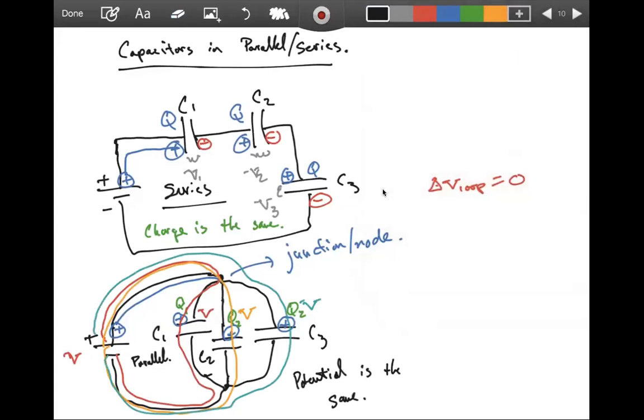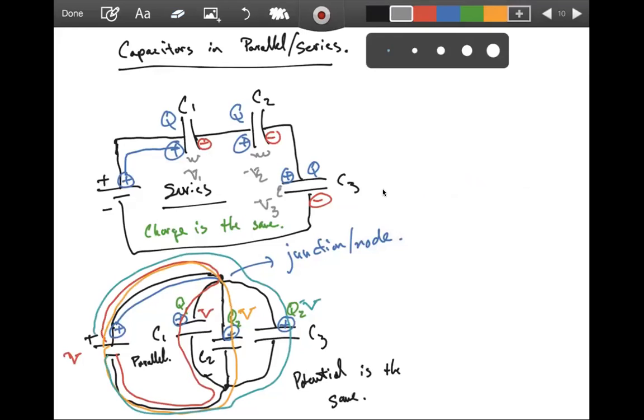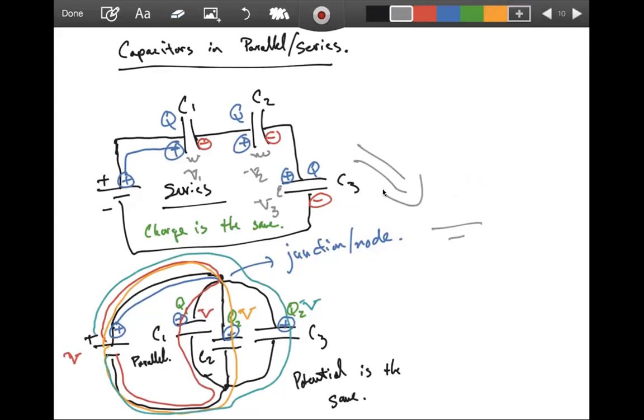So in series, what has to be true is that the charge on each one of the capacitors has to be the same. But in parallel, it's the potential across each one of the capacitors which has to be the same. Now, what's the overall point? Our claim is that I can collapse or connect all 3 of these capacitors down such that they act as one capacitor connected to the same battery, which is what I call the equivalent capacitor.